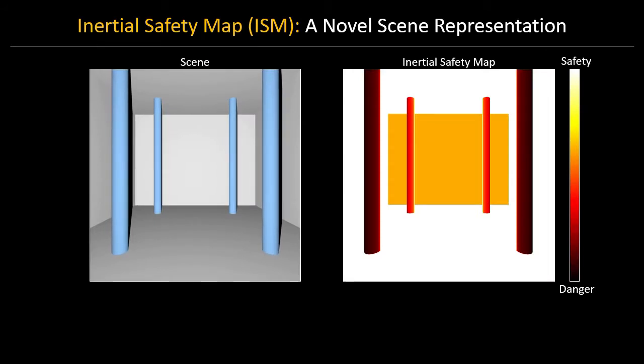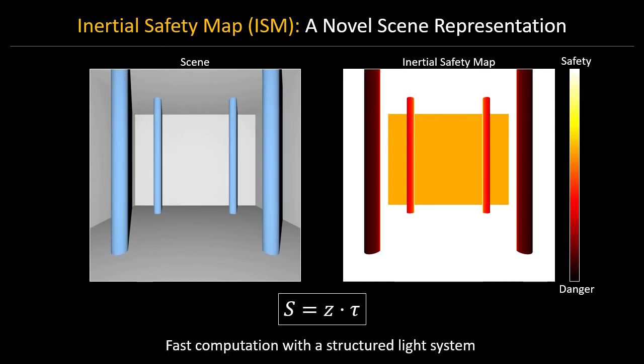To this end, we propose a novel motion-centric scene representation called Inertial Safety Map, or ISM, which is the product of scene depth and time to contact between the camera and the scene. It is called Inertial Safety Map because it measures the level of safety if the camera keeps its current motion. We show that with a structured light system, ISM can be computed with low computational budget, which enables fast, conservative collision avoidance.